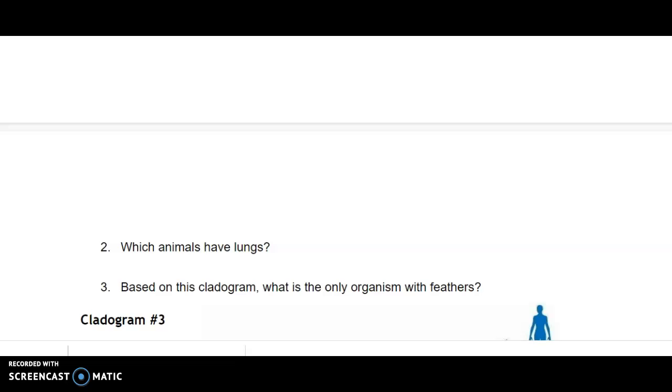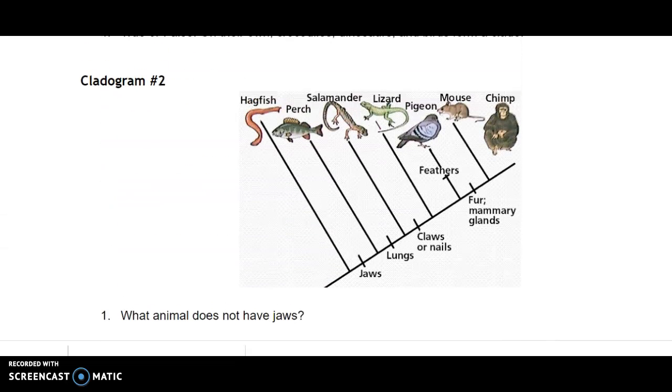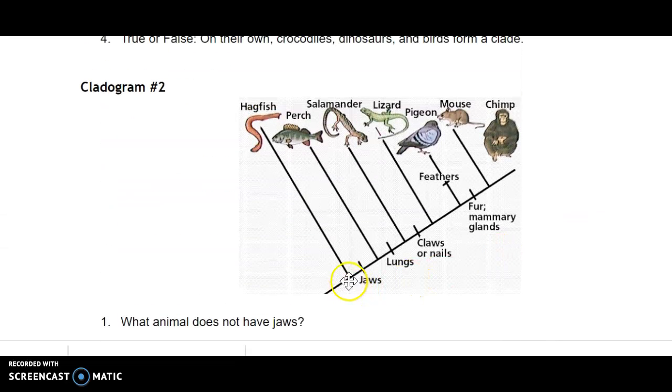Next one says which animals have lungs. So where do the lungs come in? Jaws came in there. The perch had jaws, but the perch does not have lungs because lungs come after its development. So lungs, anybody after lungs would have that characteristic. So salamanders, lizards, pigeons, mouse, and chimp all have lungs.